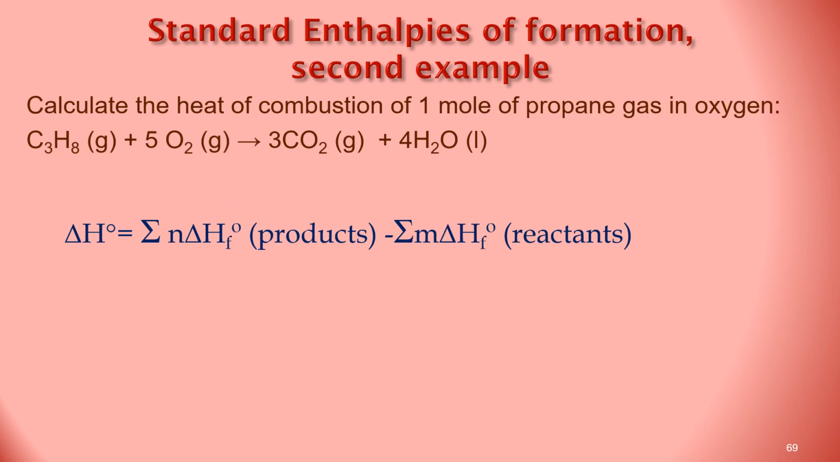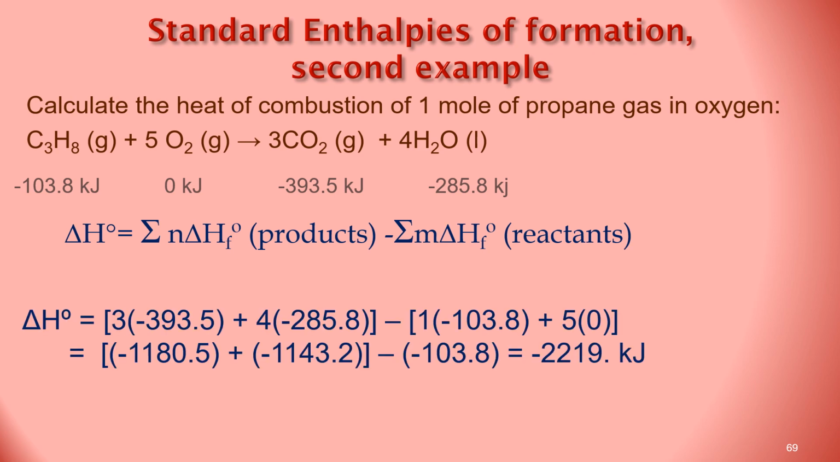All right, so let's look at one more example. Calculate the heat of combustion of 1 mole of propane gas in oxygen. And here's our equation. Again, be careful to look at the phases because this time water is a liquid that we're looking for. So I'm going to look up on the table in Appendix G the values. So C3H8, negative 103.8. Oxygen, of course, is 0. CO2, just like the last question, is negative 393.5, and for H2O liquid is negative 285.8.